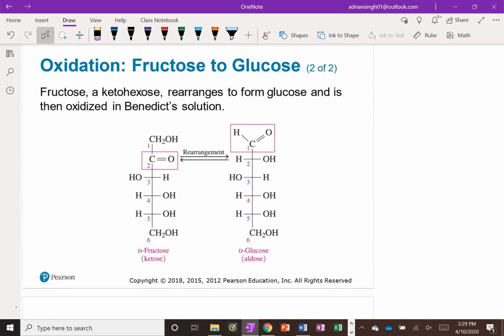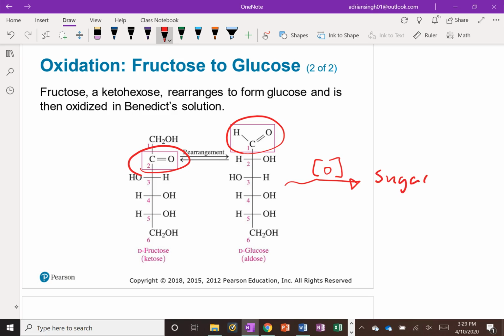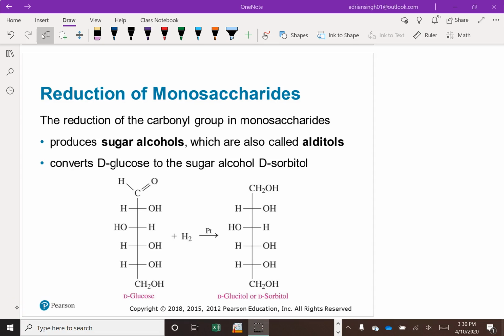So there's fructose, our ketohexose. It undergoes rearrangement to change into glucose, and this can then be oxidized further to produce the corresponding sugar acid. So we see that the presence of the aldehyde group in the sugar, the exposed aldehyde in an open chain form of the sugar, allows it to be oxidized.